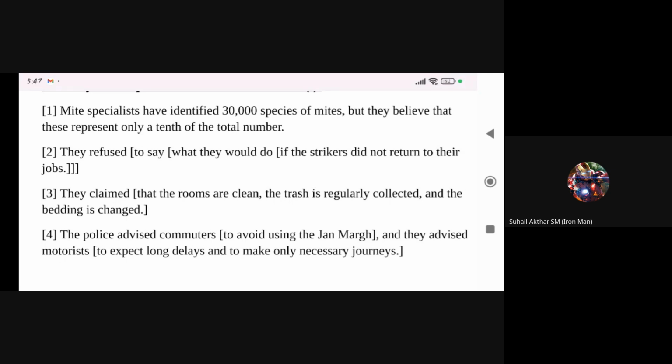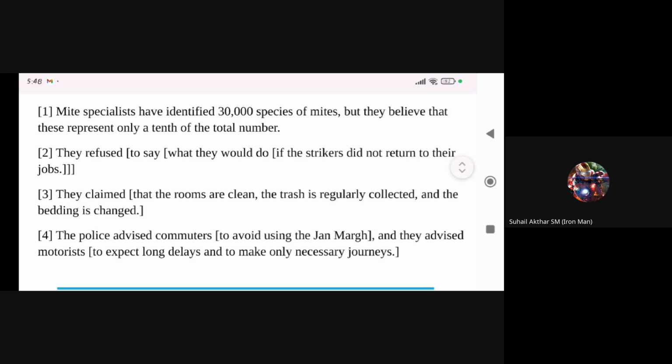Now, subordinate clauses, how many? Two. Okay, which are they? To avoid using the Janmarg, correct. To expect long delays, and to make only necessary journeys. Okay, so two of them, both of them: to avoid using the Janmarg, to expect long delays, and to make only necessary journeys. They become your subordinate clauses. Okay, so know how to choose your subordinate clauses from the bigger sentences, right?